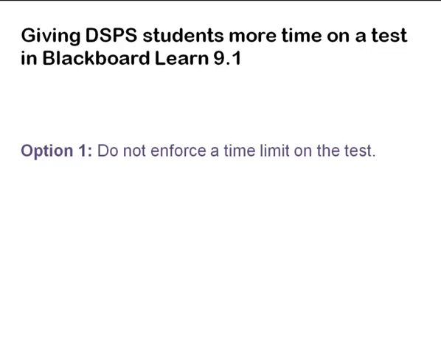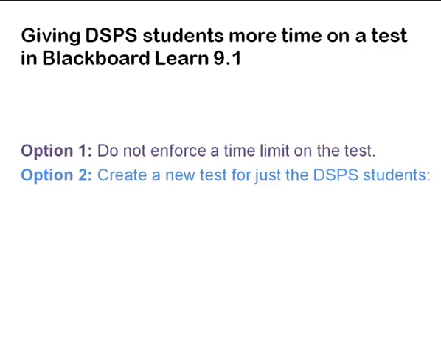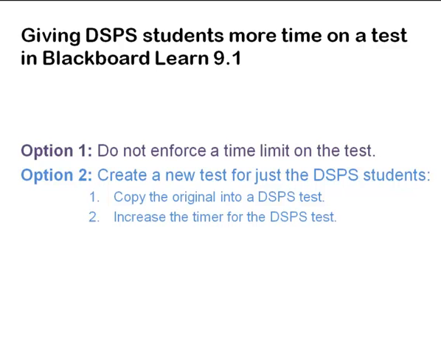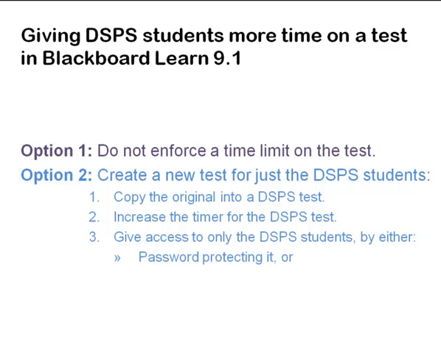Another option that instructors have is to create a new test for just the DSPS students. First, the instructor would need to copy the original into a DSPS test. Then they increase the time allowed for that DSPS test. And then access is granted to just the DSPS students by either password protecting the DSPS test or adaptively releasing it to just the DSPS students. So let's look at this option 2 in more detail inside a course.